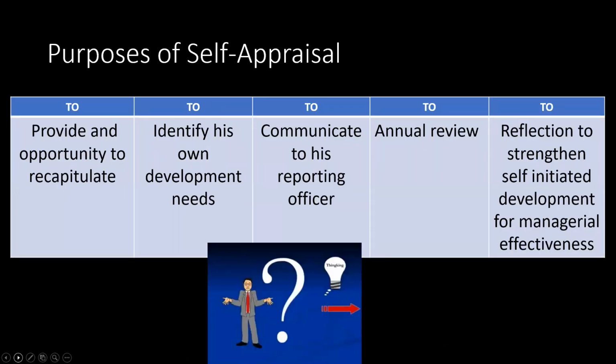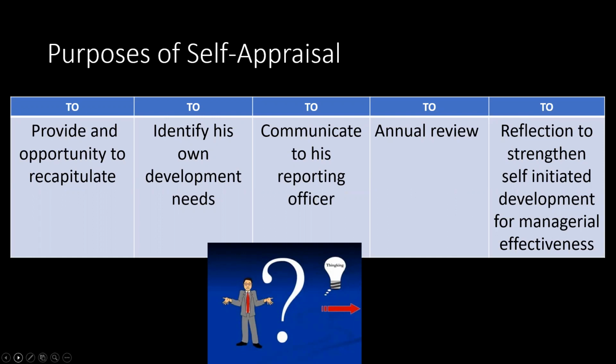With this background, we need to discuss and understand the purpose of self-appraisal. Why is this practice there in the organization? By conducting self-appraisals, an employee is given an opportunity to recapitulate the various activities which he or she has undertaken and the role played. What are their achievements, their failures, the challenges, and they can also recall what skills they have demonstrated in the past and what areas they had behavioral issues.